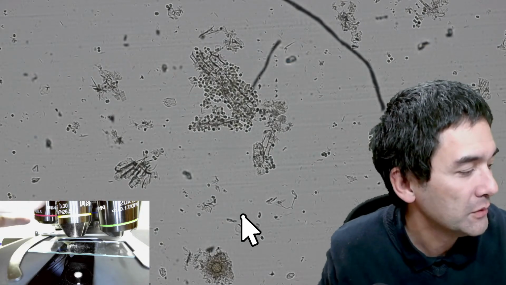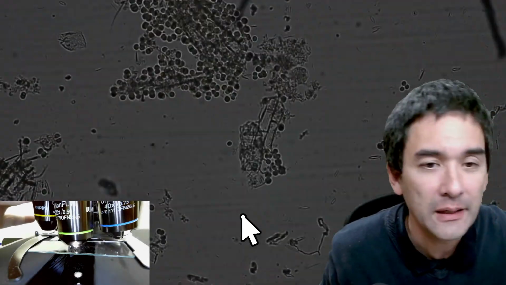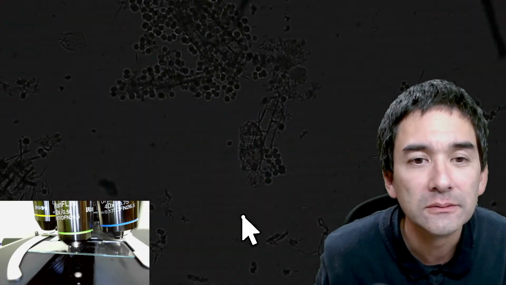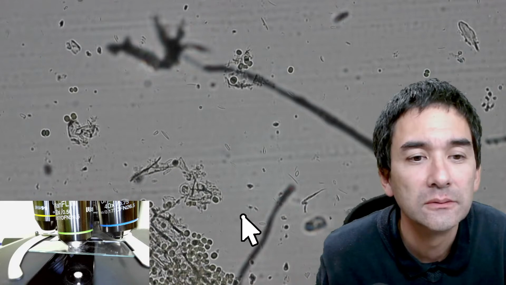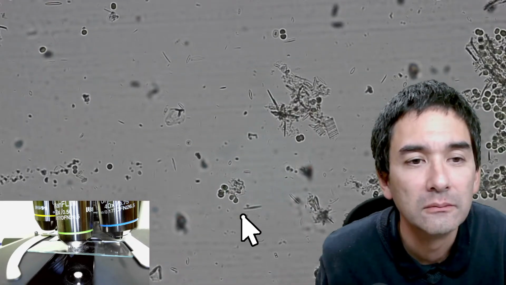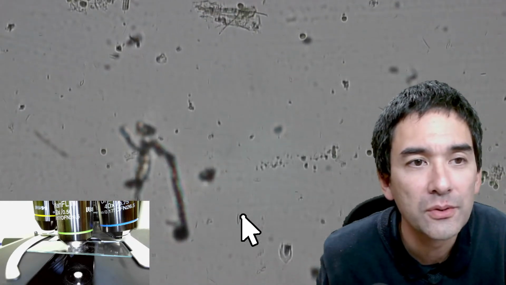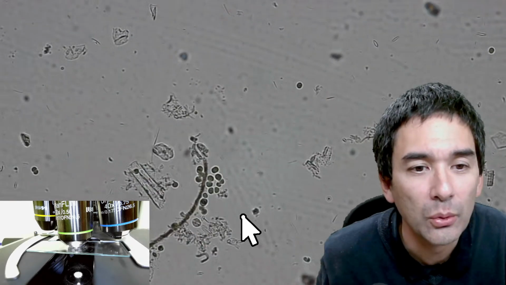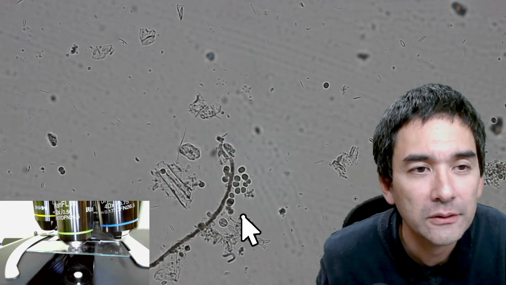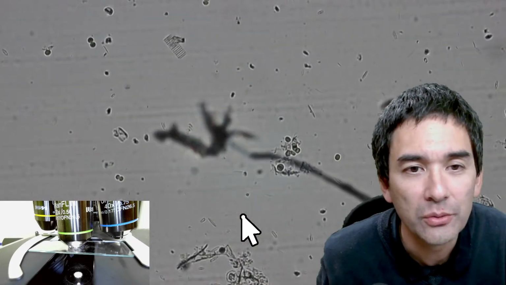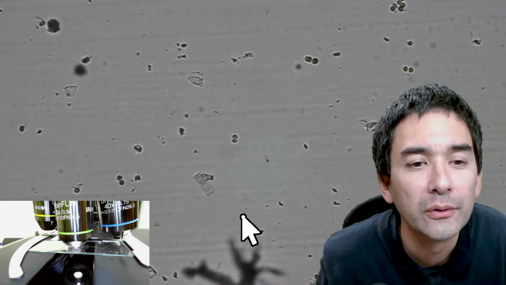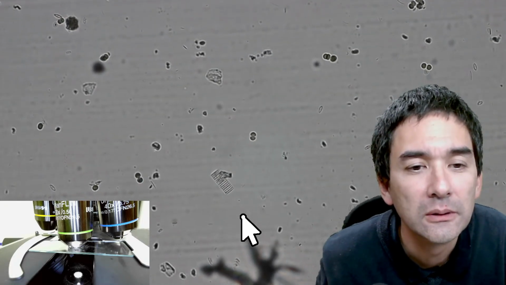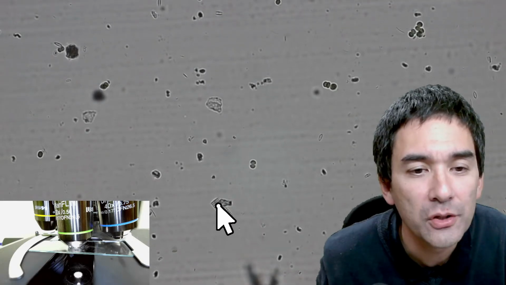Okay. So this is now the 10 times. This is now 20 times. Okay. I don't see any movement here. Maybe the sample is too old. I wonder what those round things are. It doesn't really matter. I just want to demonstrate. Here's some diatoms. Yeah, could be some diatoms here.